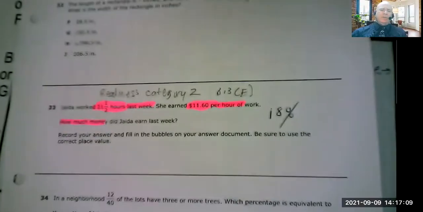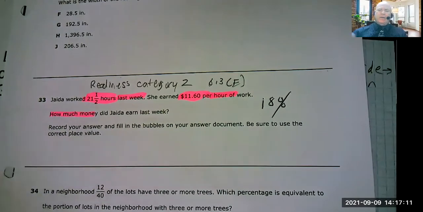So let's take a look at it so I can help you help your students. And again, this is a way, not the way, to teach this question. It was question number 33 on the 6th grade test. It was a readiness category 2. 6.3E was the category.